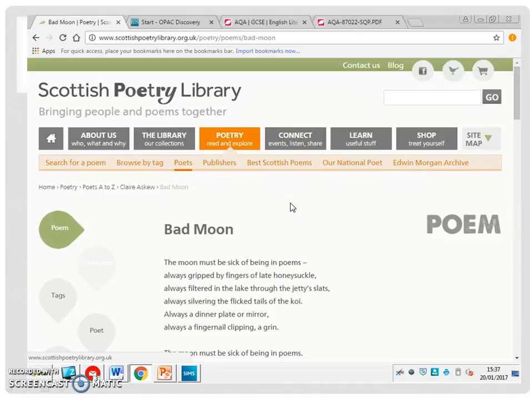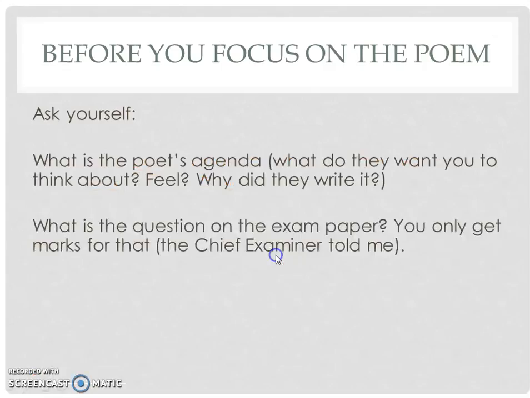We're going to use one today called Bad Moon. I'm going to put a link down in the description box. It would be a good idea to print that off, or split the screen and have it somewhere to look at it and pause and go back and forth, because obviously you won't be able to look at the poem in every slide if I'm talking about it and showing you other stuff.